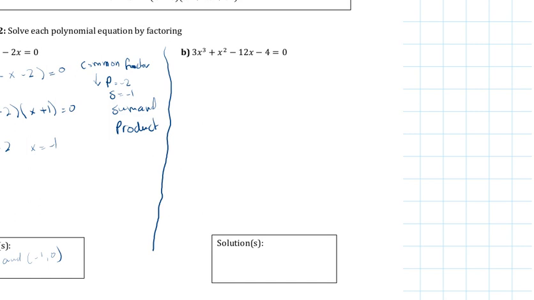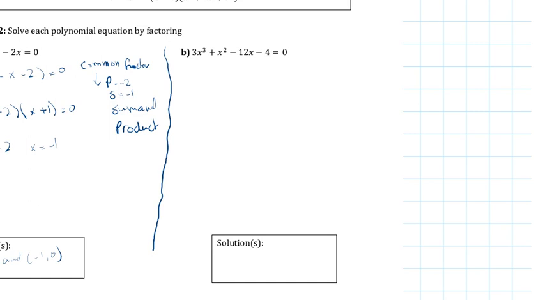So the first thing you want to look at when you have 4 terms, you probably want to see if you can do common factoring. First of all, do I have any common factor? No. All right, now because we have 4 terms, we need to look at factor by grouping. Sometimes it works, sometimes it doesn't.